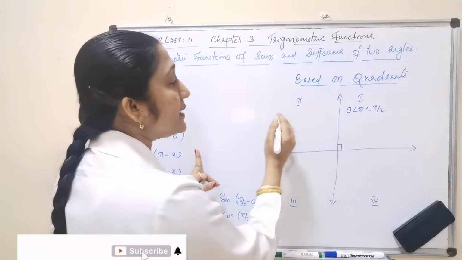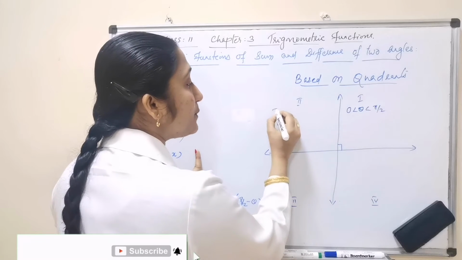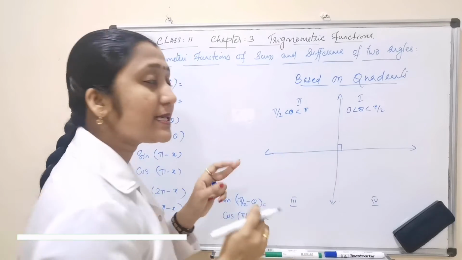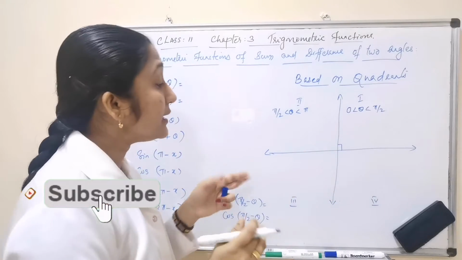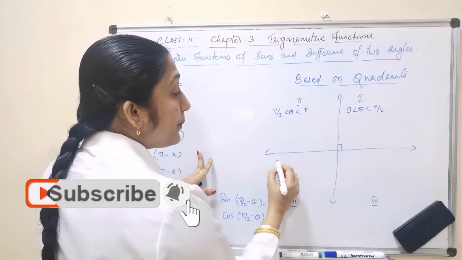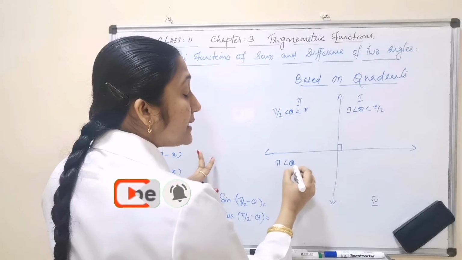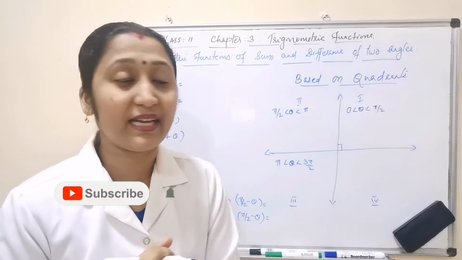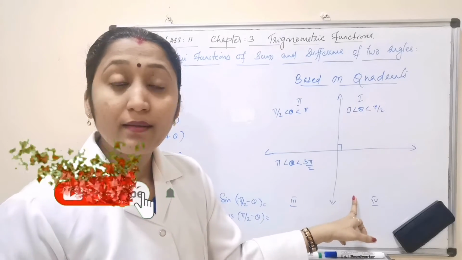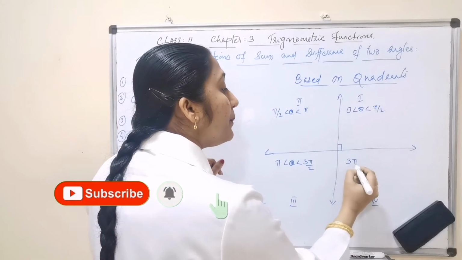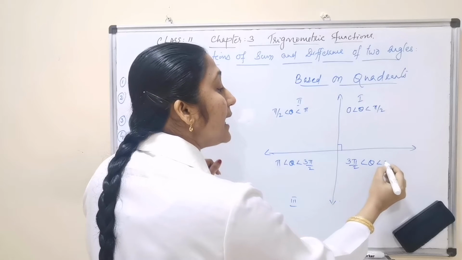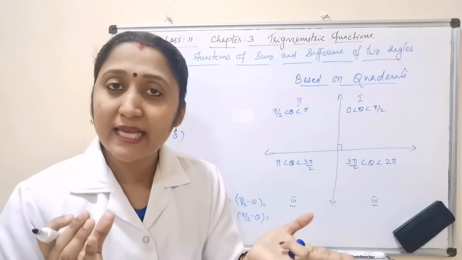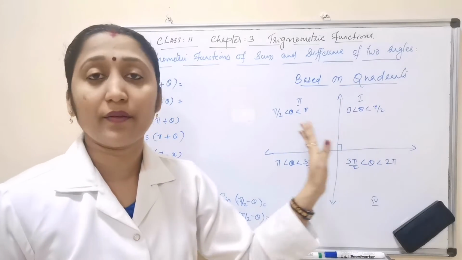And the second quadrant means 90 to 180, that is pi by 2 less than theta less than pi. The third quadrant is between pi less than theta less than 3 pi by 2. What is 3 pi by 2? That is 270 degrees. This is the fourth quadrant, that means 3 pi by 2 less than theta less than 2 pi, that is 360. 2 pi is nothing but 360. So these are the angles of the quadrants.